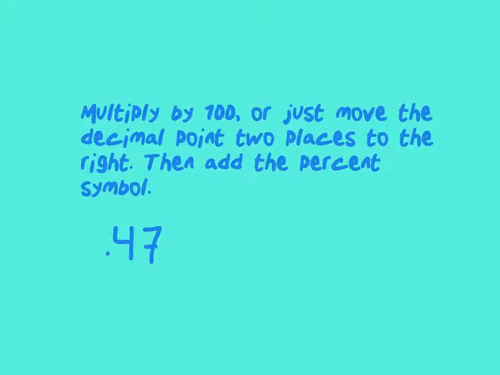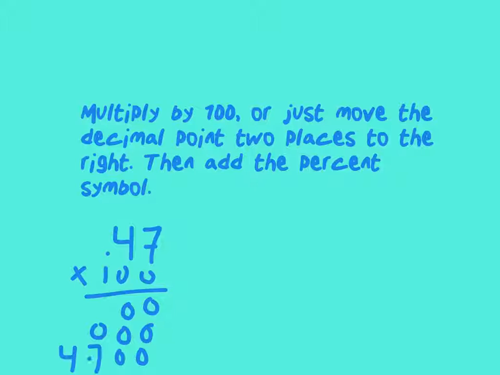So if we have 0.47, we could multiply by 100, and we would get 0 times 7 is 0, 0 times 4 is 0. Put your 0 there. Now we need 2 zeros. Now we're going to multiply by 1, and we're going to get 47. And then we add that all together, and we would get 0, 0, 7, 4. We would need 2 numbers behind our decimal point because there's 2 numbers in our factors. So we'd put our decimal point right there, and then we would just add a percent sign.